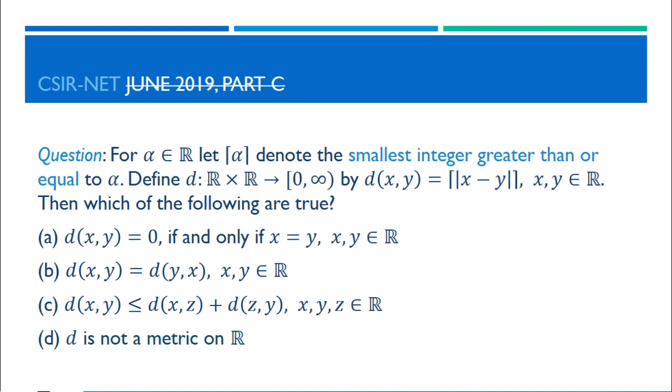I'm tweaking the previous question slightly to say earlier we used floor function. I'm going to use ceiling function now. Which of these options will be correct? What can you say about this particular function? Will it be a metric on R?